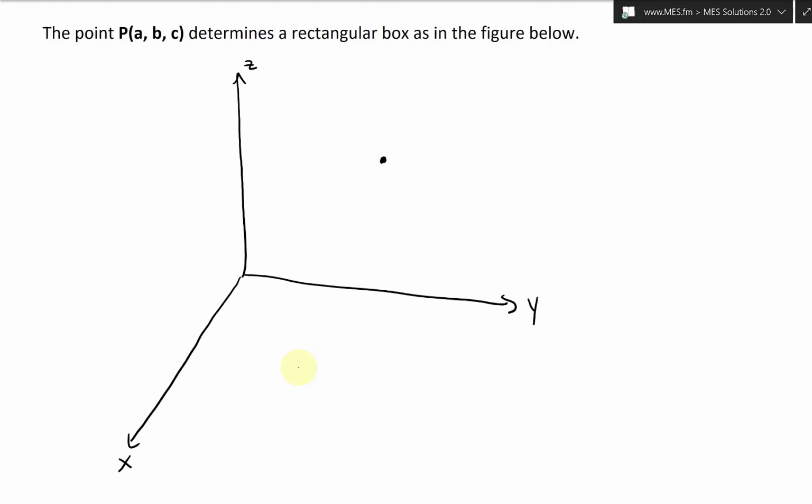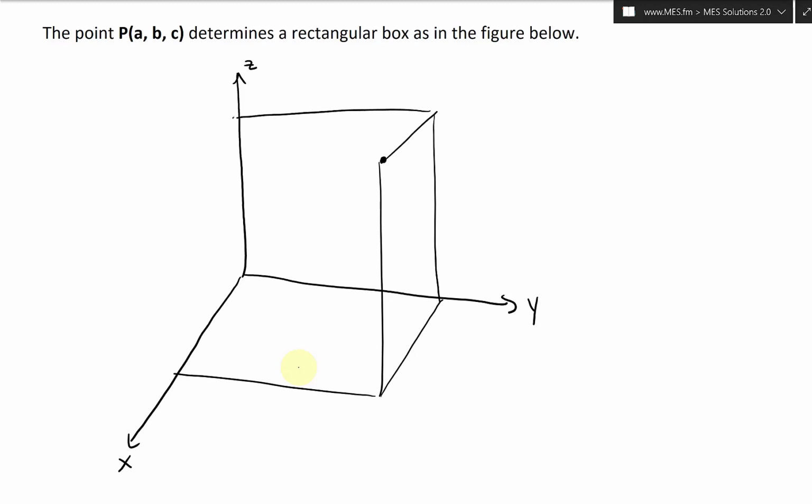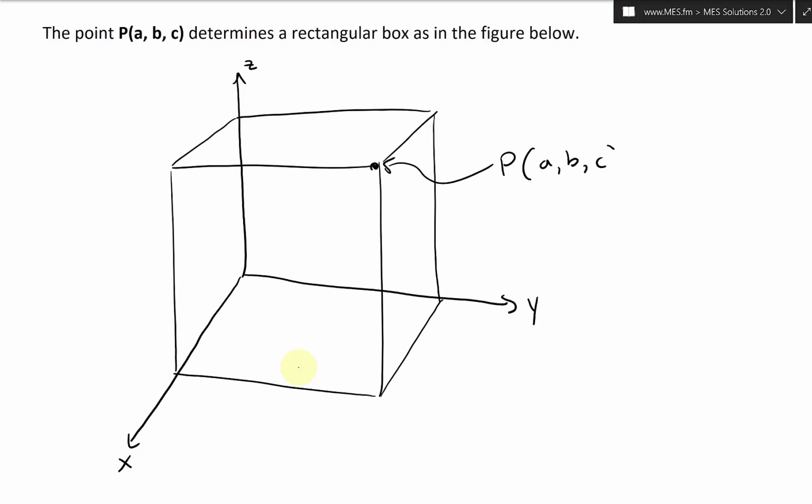So let's draw this all in 3D. This goes down here. Let me draw this a bit neater. So let's say it goes here, and there is the line across, and then draw this all in 3D, like that. And then this goes across like that. This goes like that. There is our 3D box. All right, so there's our box, and we're going to call this P, A, B, C.